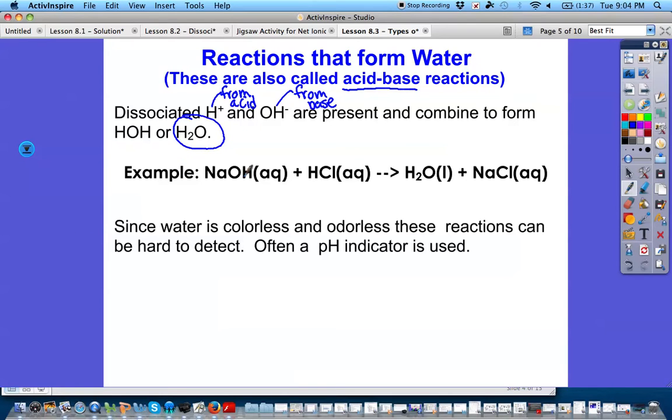So here's an example. We have sodium hydroxide and hydrochloric acid, so we know that this is an acid. And I know we haven't talked much about bases yet, but sodium hydroxide happens to be a base, so we're going to get this hydroxide ion and this hydrogen ion, and they are going to combine to form our H2O, or water. And then our other ions, the chlorine and the sodium ion, are going to combine to form sodium chloride, or the second product.